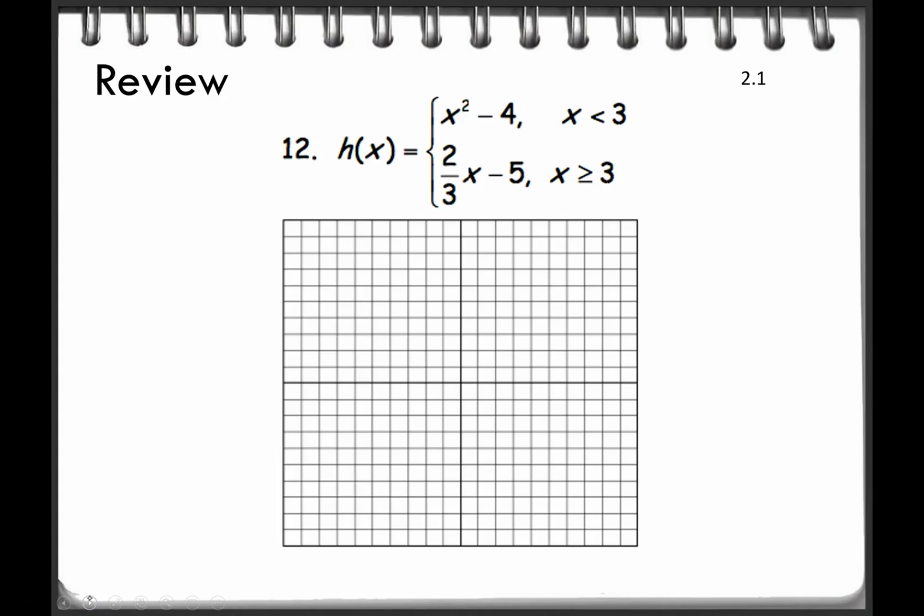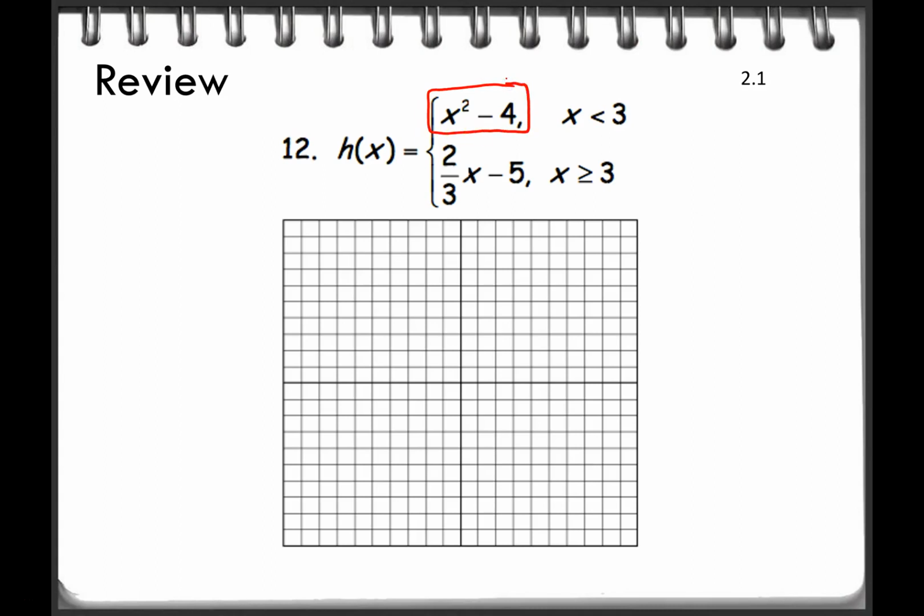Before we do this, I do want to review how to graph piecewise functions. We did this in pre-calc, and it was a little bit of a challenge, but it's important to be able to do this so that we can tackle our one-sided functions. So first of all, let's go ahead and let's graph x squared minus 4.